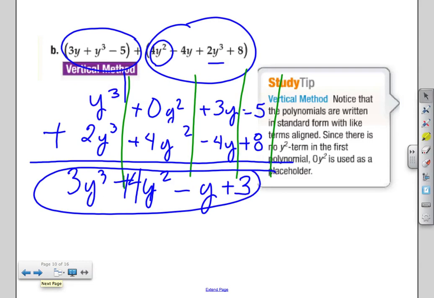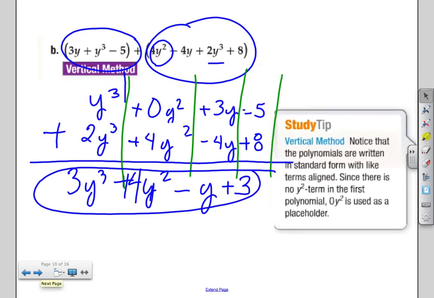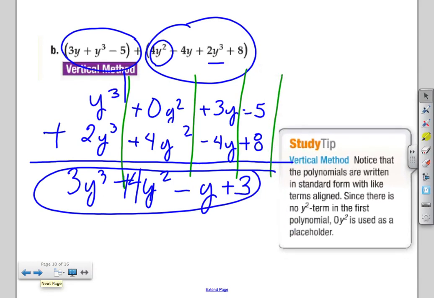Okay? What's our study tips say over here? Let's see if I can move it a little bit. It says, notice that the polynomials are written in standard form with like terms aligned. Since there's no y squared term, we added a placeholder. And we talked about that. Okay.